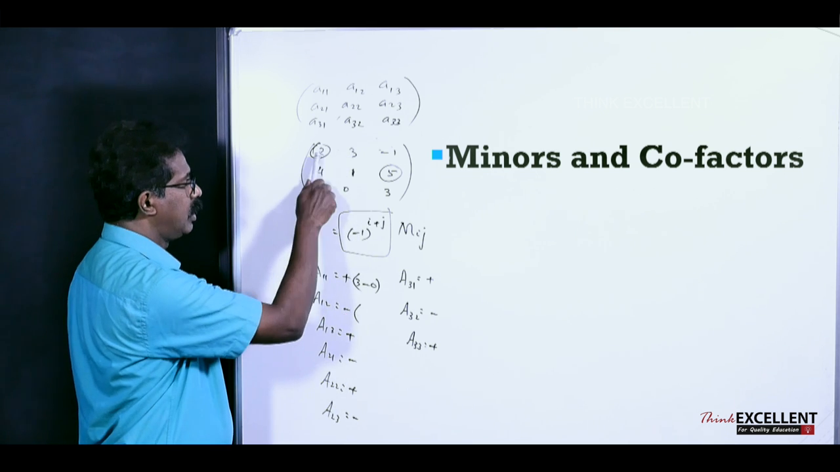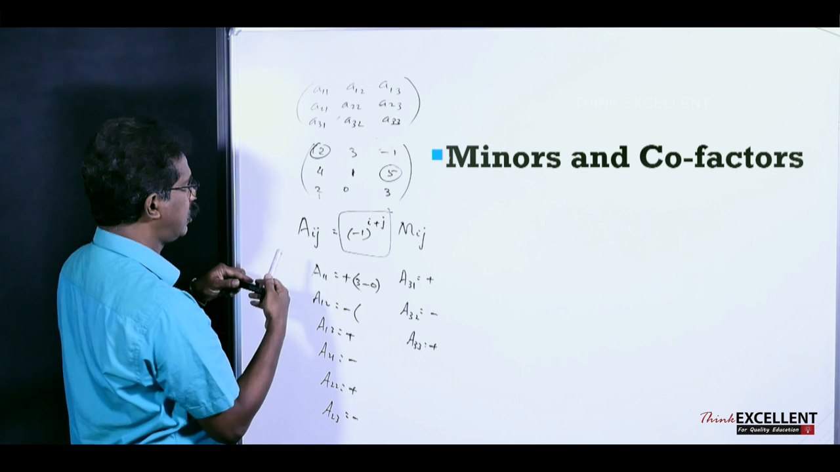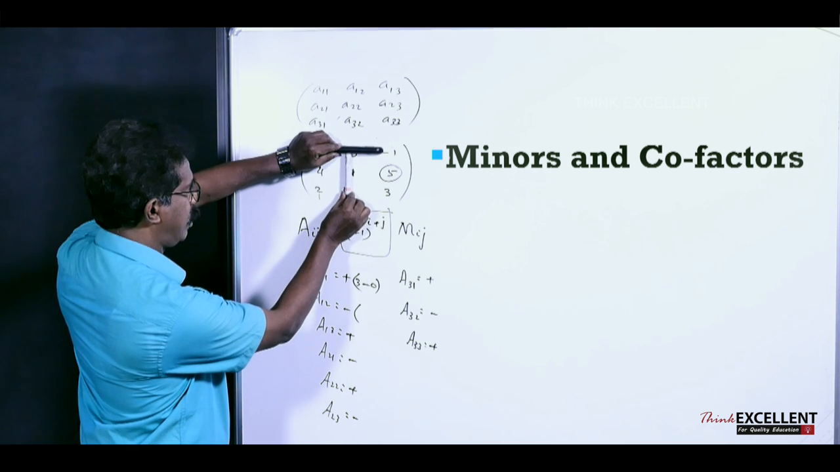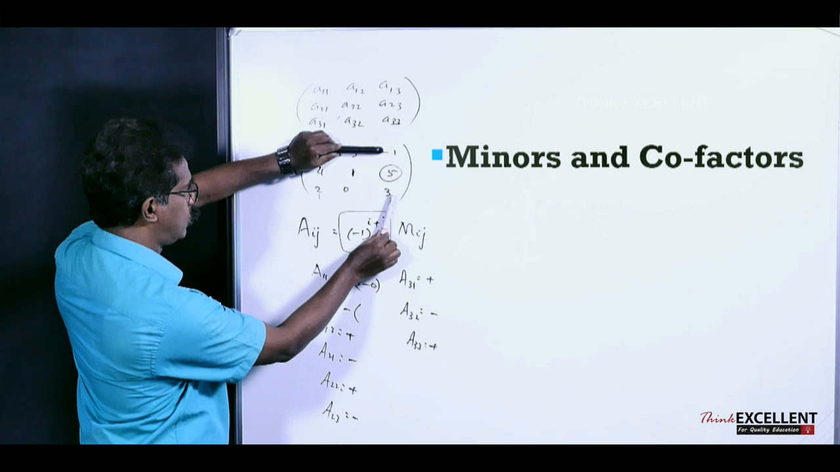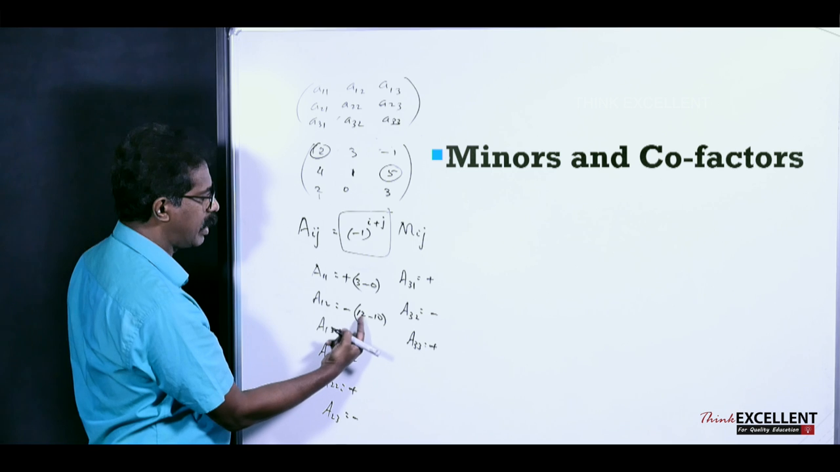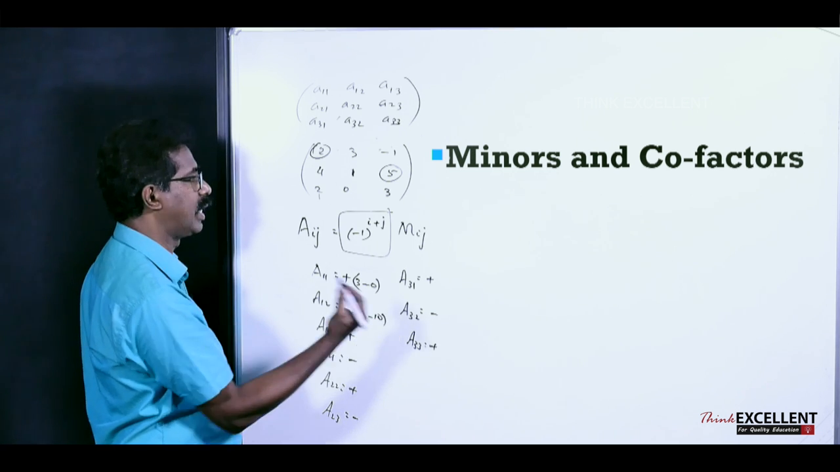For the second one, cofactor, minus is there already. The second number is this one. Leave that row, that column. So what do you have? 4 into 3, 12 minus 10. 12 minus 10 is 2. But outside you have minus, so the answer is minus 2. Like that you can write.